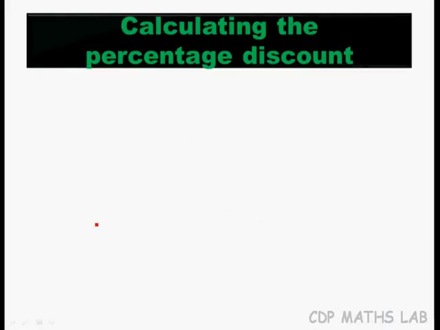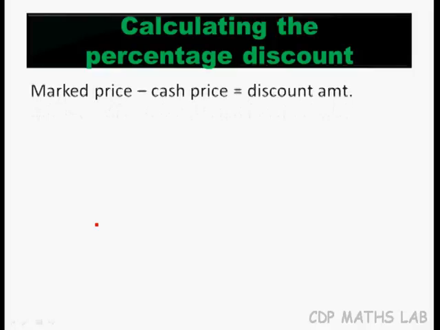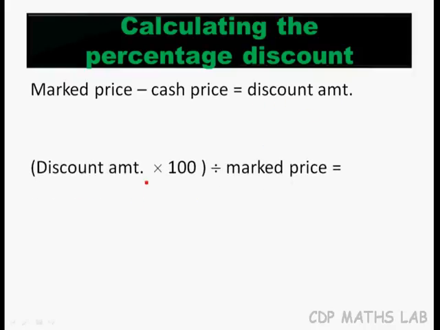Calculating the percentage discount. Now, how is that done? Principle as usual. You're going to subtract the cash price from the marked price. So it's like you're subtracting cash price from selling price, and that's equal to the discount amount. Now, the discount amount will be multiplied by 100. Notice that this is in brackets, so I must work what's in brackets first. So the discount amount must be multiplied by 100, and then that will be divided by the marked price, which will be equal to the discount percentage.